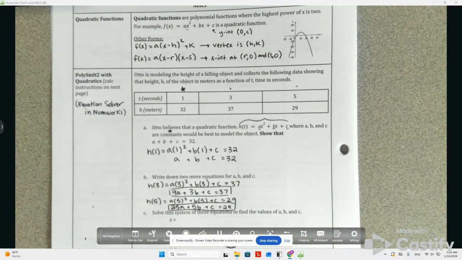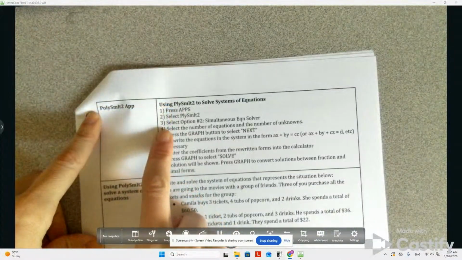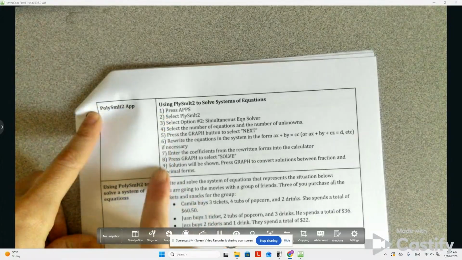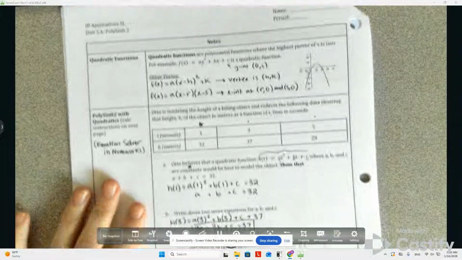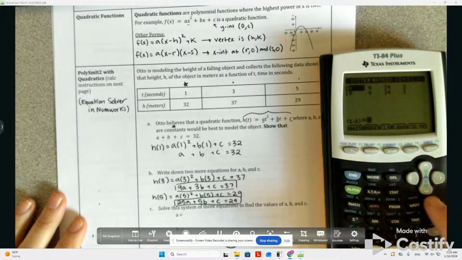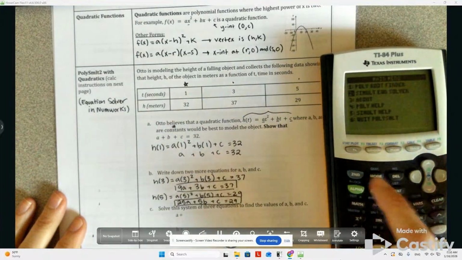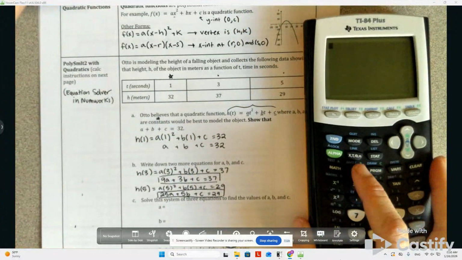So to do that, we are going to use the PolySmlt app in TI or equation solver in Numworks. The step-by-step instructions for this are right here, but I will go through them step-by-step here. So to start, we're going to press apps on our calculator.